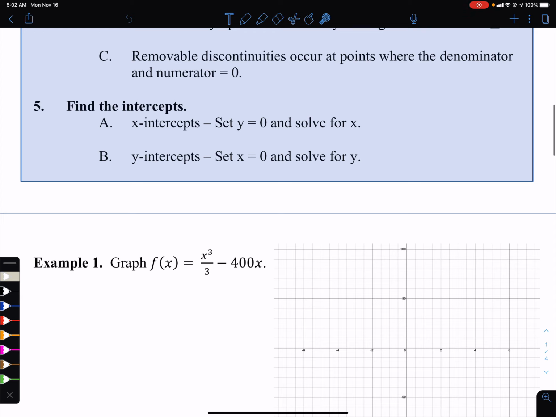And x-intercepts and y-intercepts are helpful for graphing. So you set y equals 0, solve for x to get an x-intercept. And then you set x equals 0, solve for y to get a y-intercept. And again, why do you do that?